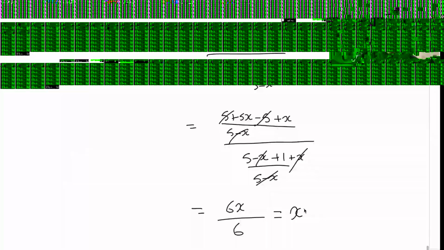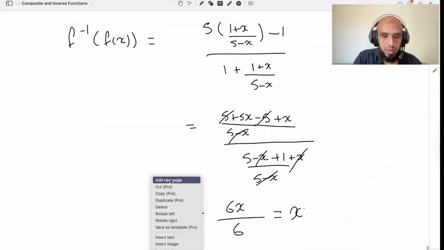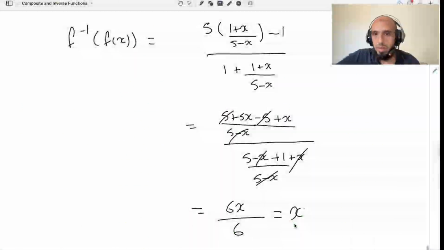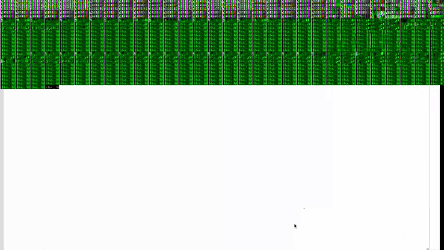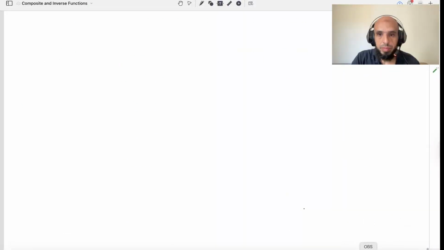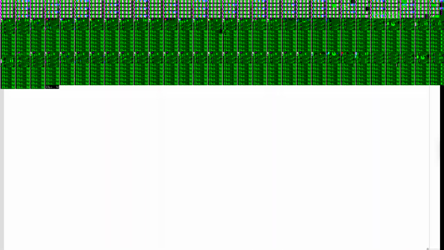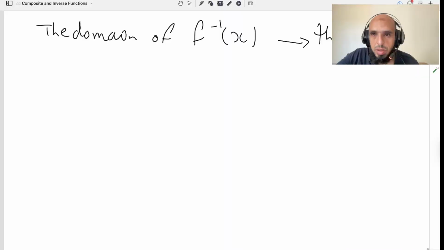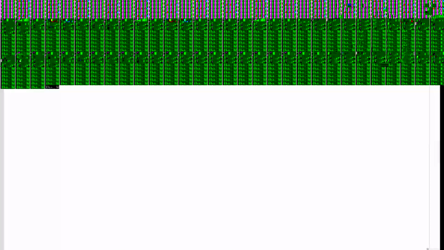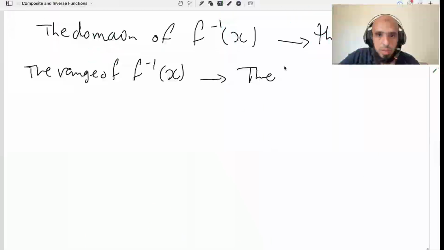Okay, two important properties that we need to mention here: the domain of f minus 1 of x is the range of f of x, and the range of f minus 1 of x is the domain of f of x.